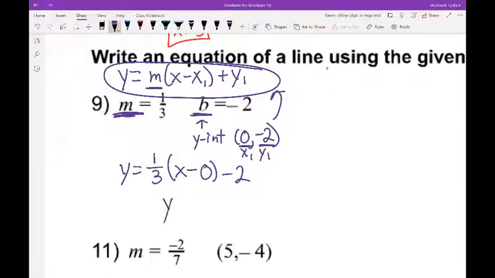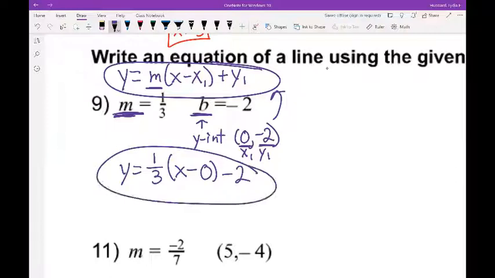Now you may be saying, well, this is just the same thing as 1/3 x minus 2, which you're exactly right. And that would be slope-intercept form. But because it wanted it in point slope, we don't need to distribute out, simplify, or anything like that. We can just leave our answer as is.